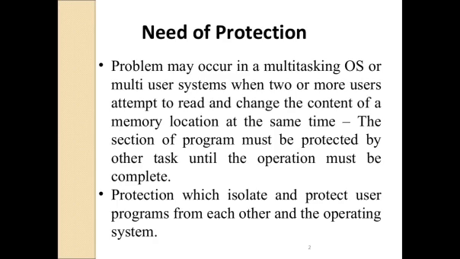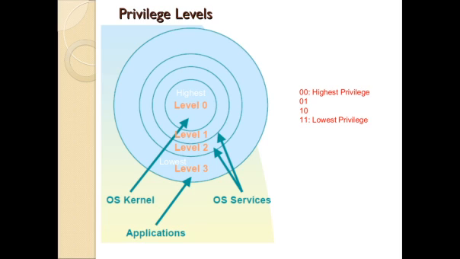Protection isolates and protects user programs from each other and from the operating system. So we can use a protection mechanism which will isolate the programs or the data of the user and other processes from the operating system. By using protection we are isolating all the processes. They will be executed in parallel, but in different privilege levels, or in different memory locations. Now what is the privilege level?